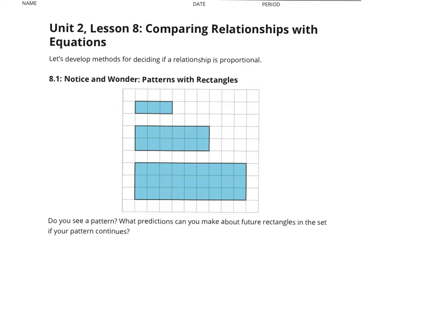The first thing we have is this notice and wonder question, and I do want you to answer that. I'm going to check it in your book when you turn it in. This is on page 63 in your book. It says, do you see a pattern? What predictions can you make about future rectangles in the set if your pattern continues? So make some notes there. What patterns do you see? What can you predict about future pictures?